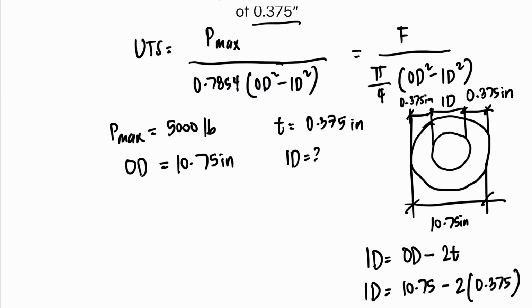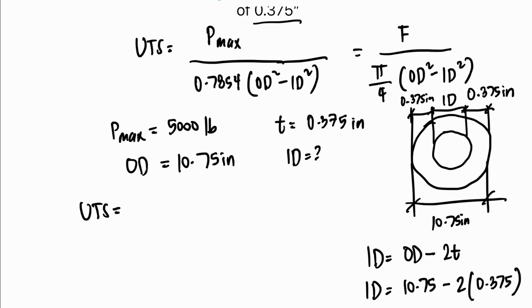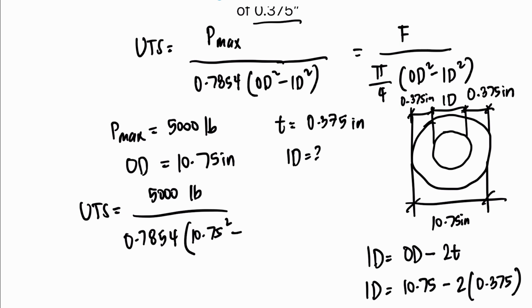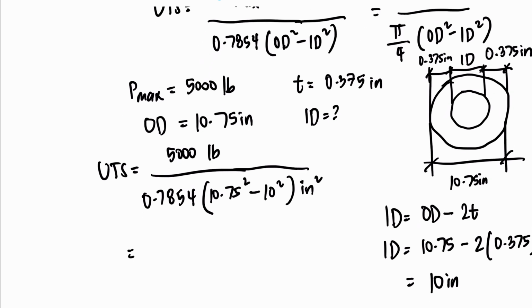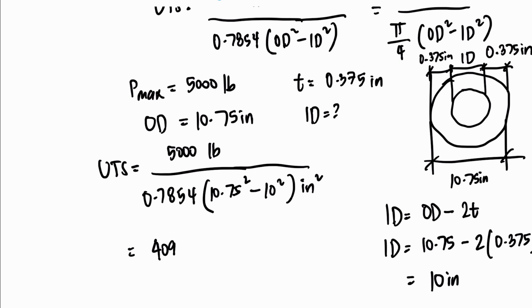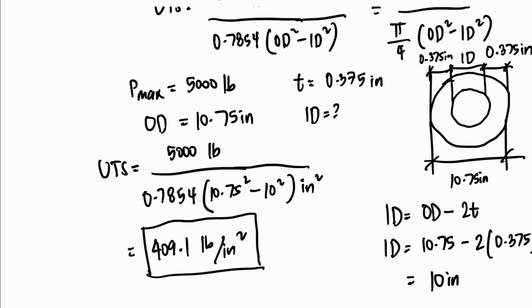So going back to that formula, UTS is now 5,000 pounds over 0.7854 times 10.75 squared minus 10 squared. The unit of the denominator is inch squared, because you square both of the dimensions in the denominator. So this will give you a value of 409.1 pounds per square inch. That will be the ultimate tensile strength value of the specimen.